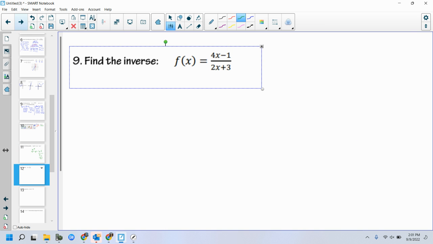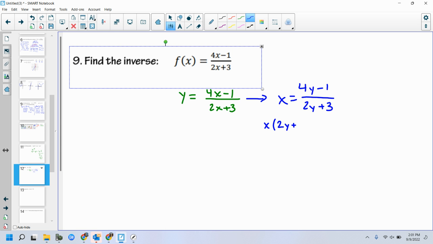Next one up. Find the inverse. Okay, so remember this is y is equal to 4x minus 1 over 2x plus 3. So it's going to shift into x is equal to 4y minus 1 over 2y plus 3. Now remember the technique for this, we did this in the notes that one day. Multiply over the 2y plus 3. So like so. And then distribute in the x.